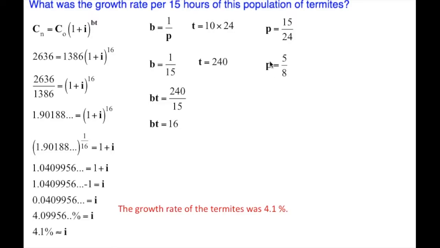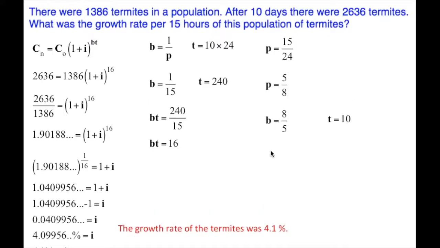The b is going to be the reciprocal of the P, right? It's 1 over P. So the reciprocal of 5/8 is 8/5, so the b is 8/5. The time is going to be 10. Now we're talking about days, right? This is 8/5 of a day, and so our time is 10 days. Our b times t is 8/5 times 10. The 5 cancels with the 10, gives us 2 times 8 is 16. So bt is 16. It's still 16, right?